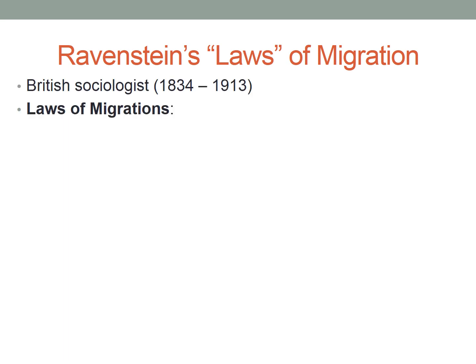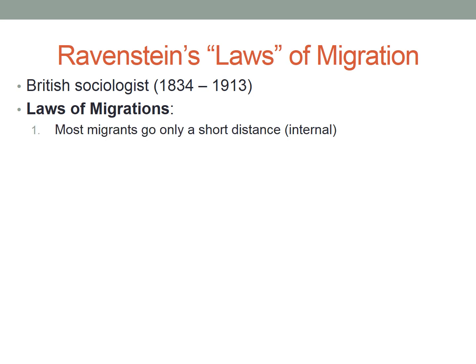Ravenstein, his name was E.G. Ernst George Ravenstein. He was a British sociologist as well as a geographer and cartographer, living in England, living in Britain, right around the time that Britain was going through stage 2 of the demographic transition model. So keep that in mind as something that might have influenced these laws of migration.